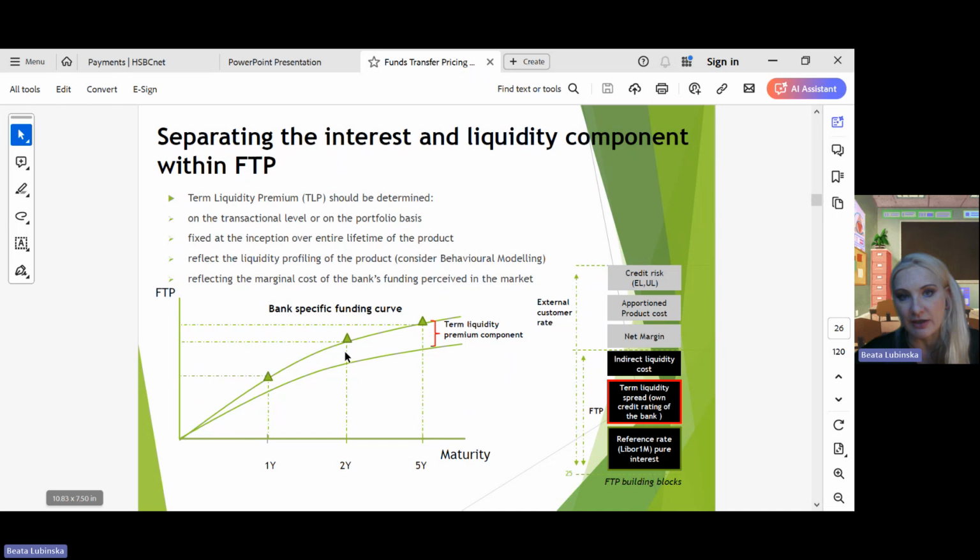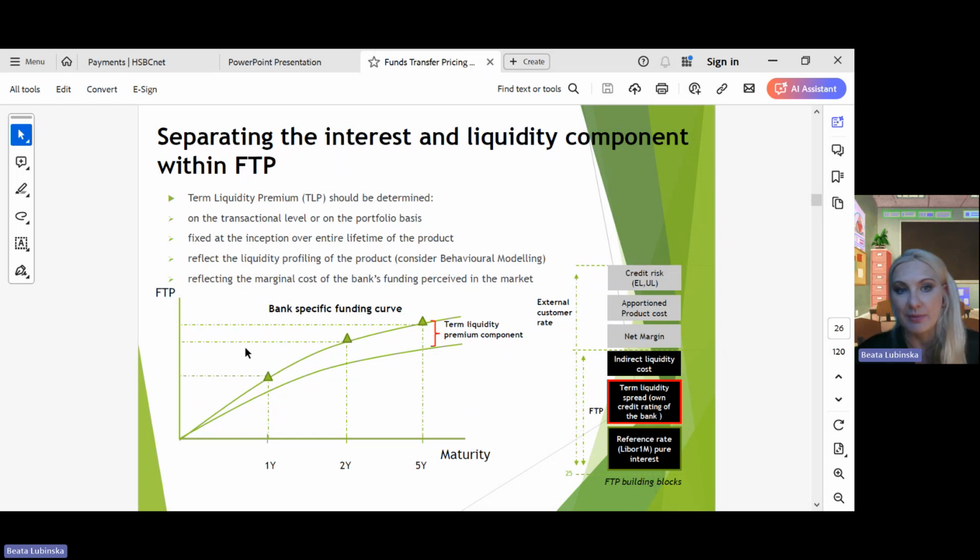So basically, you see on this slide that you have the base curve. This is the lower curve. On top of this, we have added the term liquidity premium, which, as we said, is reflecting the cost of funds in the liability market, so deposit market or capital market, for a particular tenor.